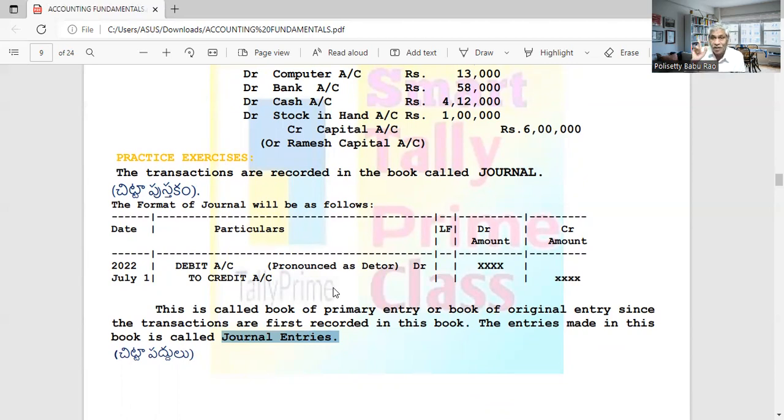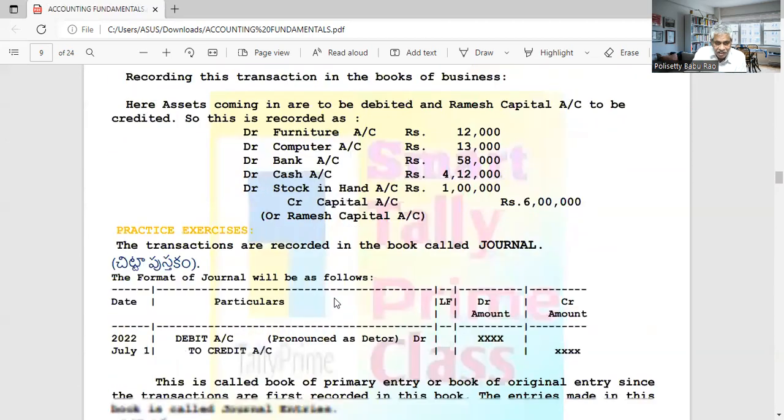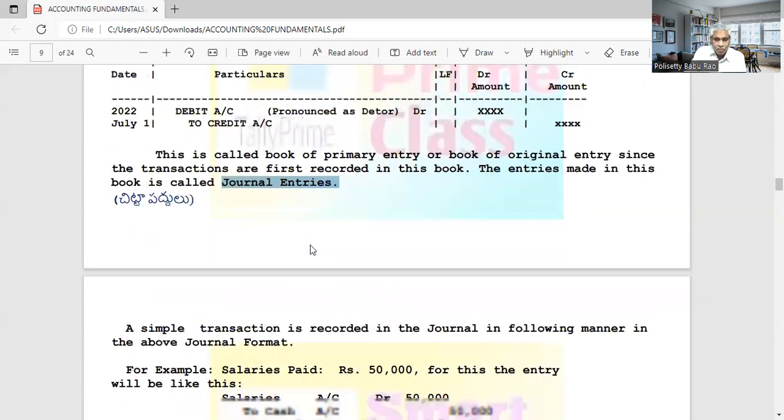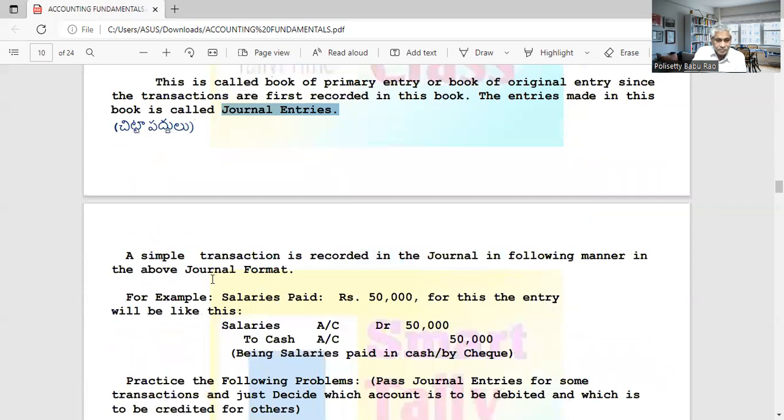Based on this only we will record there. That is why this is the pro forma journal. Okay. Now we will come to it. See, a simple transaction is recorded in the journal in the above format. In the above format, you will write salary is paid for 50,000. For this, the entry will be salaries account debtor.